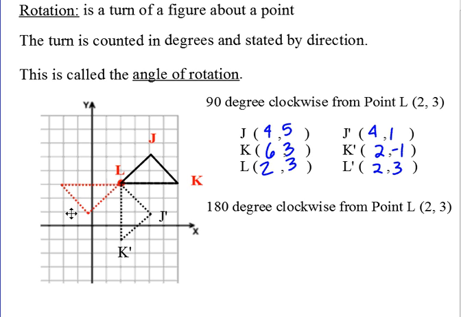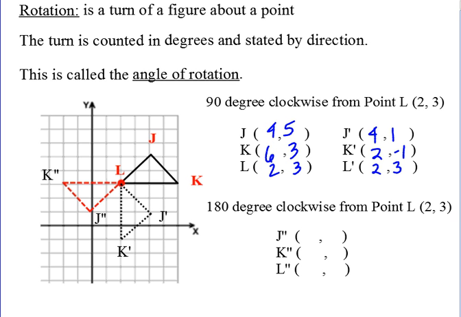One thing you will notice is that a 180 degree clockwise spin is the same as a 180 degree counterclockwise spin. So keep that in mind because it's going equidistant back. And let's finish this off by putting in our points for J double prime, K double prime, and L double prime. Sometimes it's good to change the letters once you start moving objects around, and we'll talk more about that in the coming days.